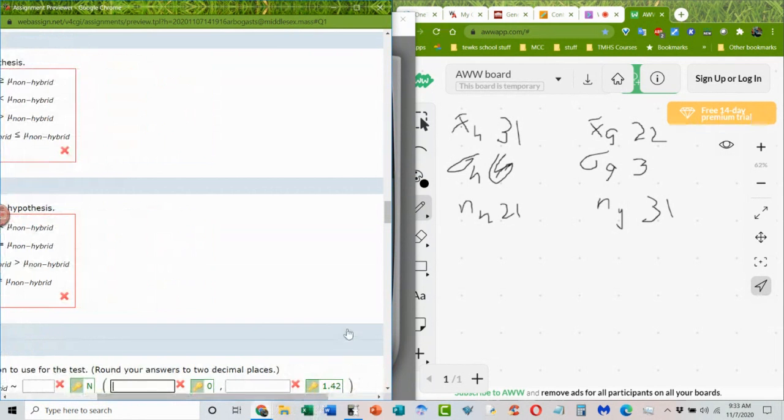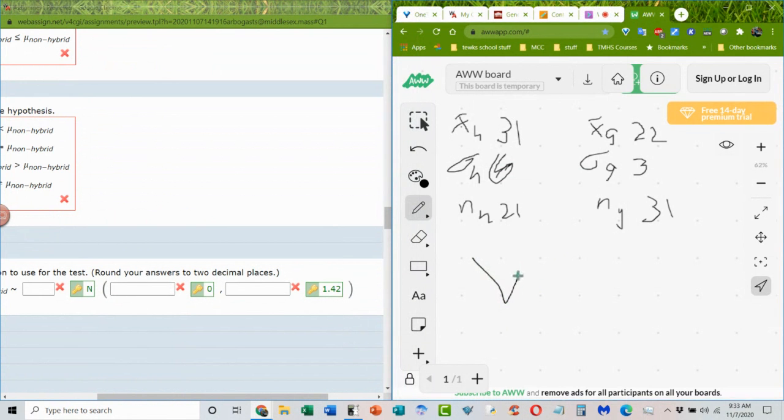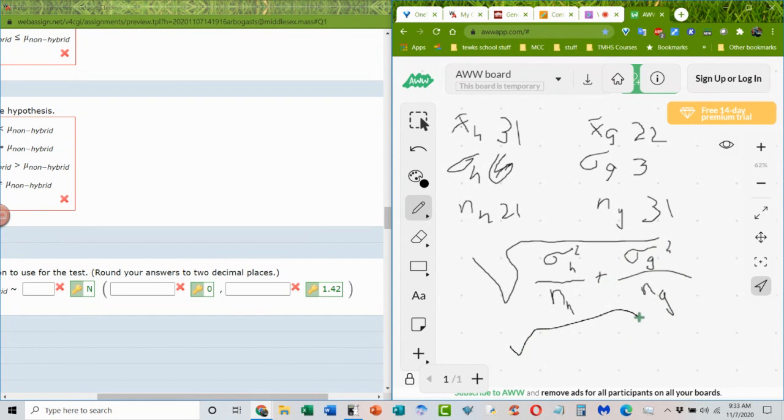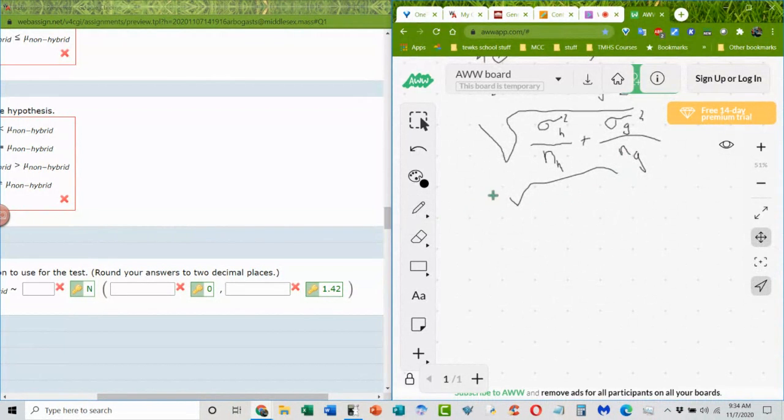Then it asks about the standard deviation. So to calculate that, it's the square root of sigma squared of hybrid over n of hybrid, plus sigma squared of gas over the n of gas. Let me erase it because that looks god awful.